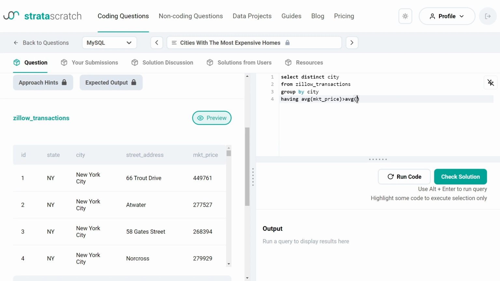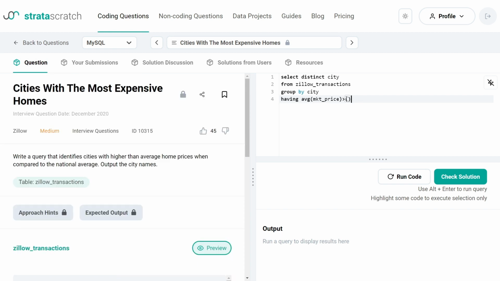average of the overall average price, but now I have to use a subquery here. Select average of MKT price from, I'm not gonna write this, so I will copy and paste. Order by, I will do order by city.